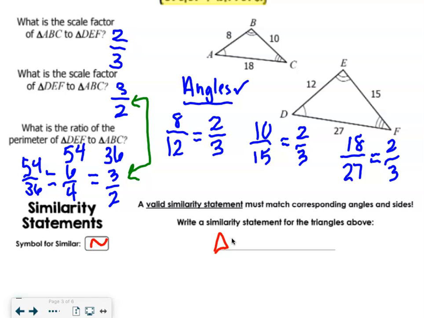So if I said triangle BAC is similar, what order would I have to go in for the other one? What matches B? E. What matches A? D. Yeah, there you go. So triangle BAC is similar to triangle EDF. We okay? Sort of? Kind of?